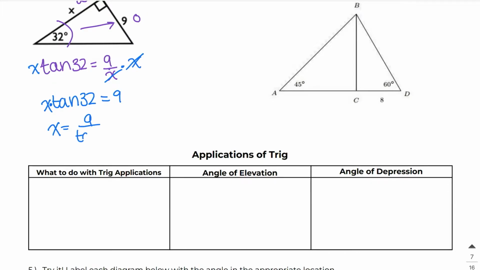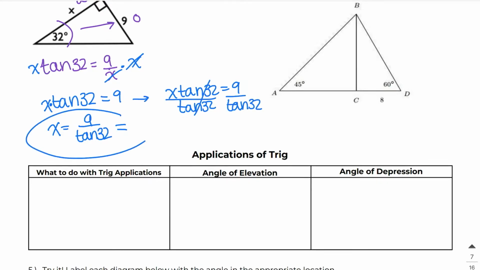So I'm going to do 9 divided by tangent of 32. Let me just show you a little bit more in detail what it is that I did. To get rid of this tan of 32, I divide by tan of 32. Whatever I do on one side, I do on the other, and that's where I got this piece from. But I'm going to skip this step from now on when I'm showing my work.